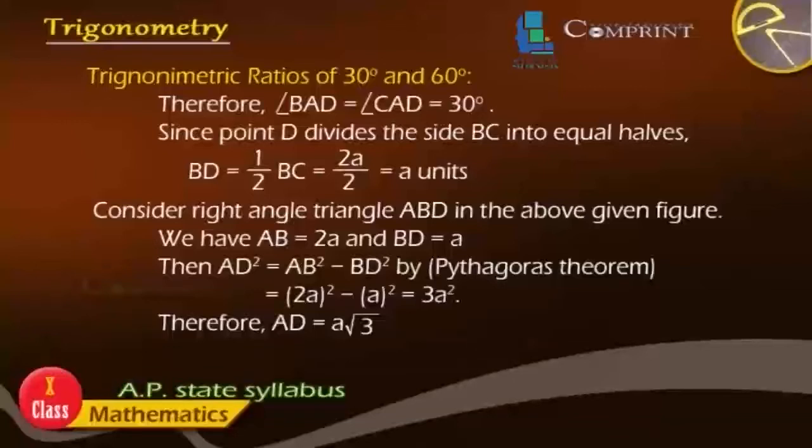Consider right angle triangle ABD in the above given figure. We have AB is equal to 2a and BD is equal to a. Then AD square is equal to AB square minus BD square by Pythagoras theorem is equal to 2a whole square minus a whole square is equal to 3a square. Therefore, AD is equal to a root 3.